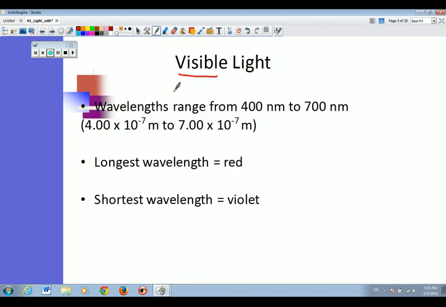For visible light, we're looking at wavelengths of 400 nanometers to about 700 nanometers. The longest wavelengths are red. The shortest wavelengths are violet. I don't know if you used Bunsen burners back in chemistry, but what color did you want your flame? You wanted your flame in the violet range, because the violet range has a shorter wavelength and a higher energy.